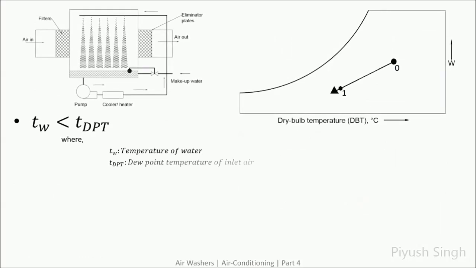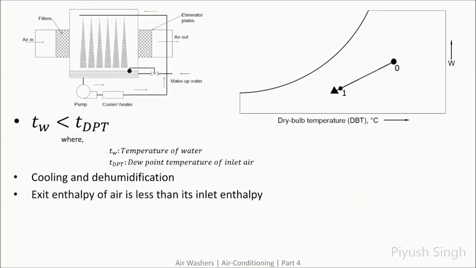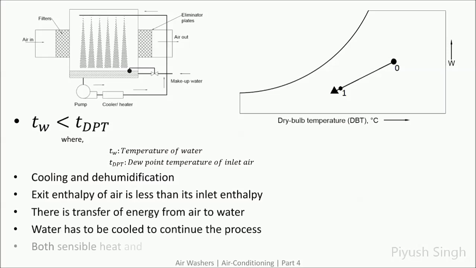The first condition is when the spray water temperature is less than the dew point temperature of the incoming air. In that case, cooling and dehumidification takes place. The air's dew point, moisture content, dry bulb, and wet bulb temperatures all fall. There is a drop in enthalpy of air since both latent heat and sensible heat transfers are from air to water. To continue the process, the water circulated by the pump has to be externally cooled.